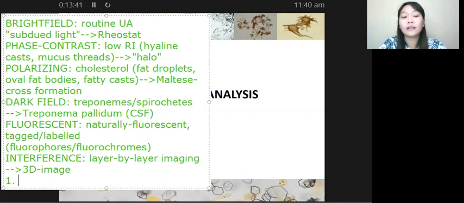So take note also that there are two interference microscopes that may be available in the laboratory. The first one, we have your Hofmann. I said you have to underline or capitalize the letter M. Why? In order for you to easily remember that the mechanism involved in your Hofmann interference microscope is modulation. Okay, modulation contrast.